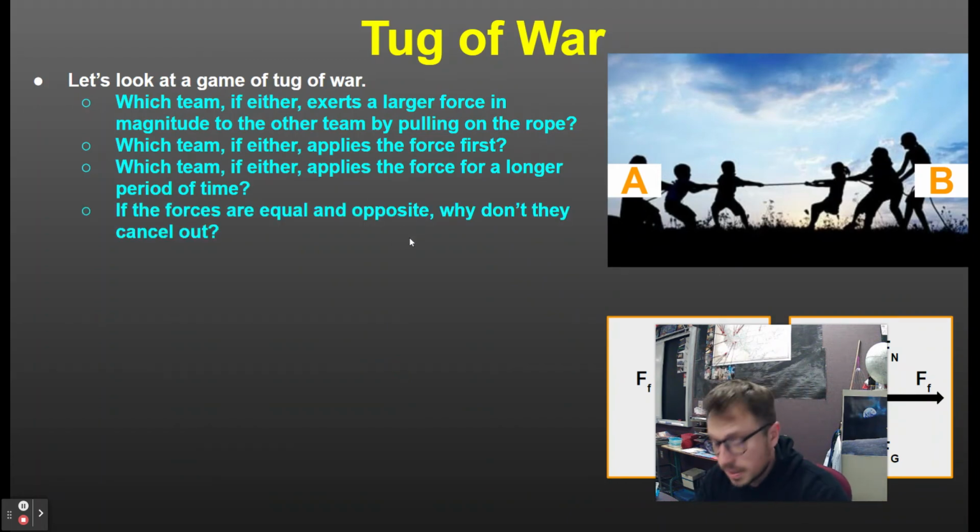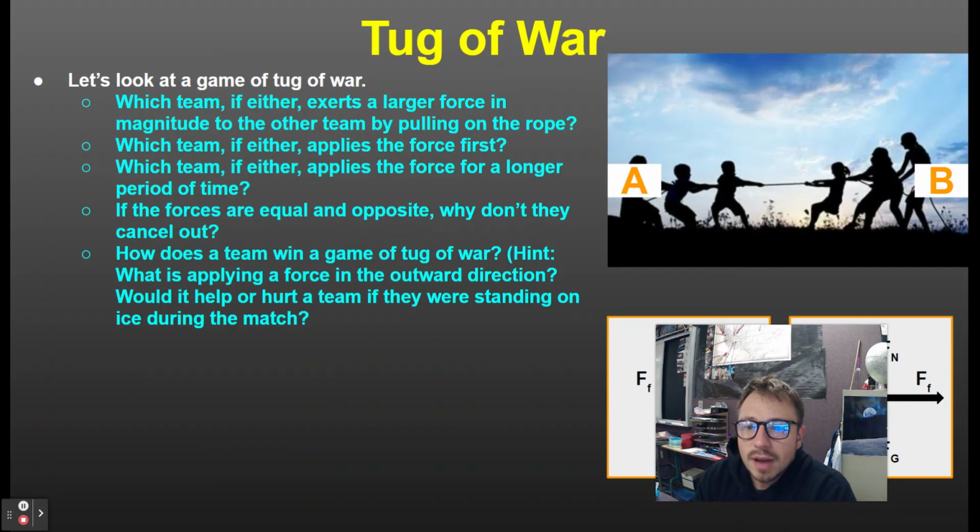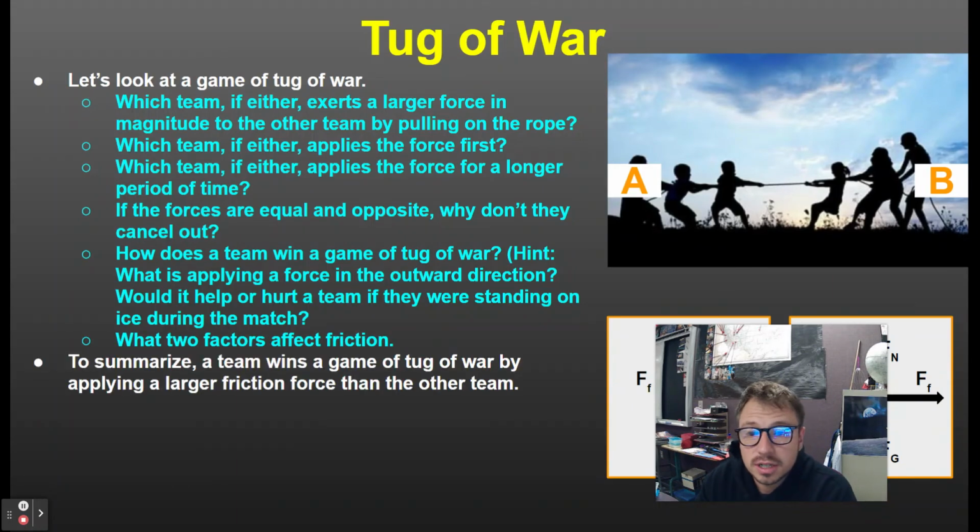Well, it's going to be the same. The force pairs are simultaneous. So how does a team win a game of tug of war? Now, I'll give you a hint. What is applying a force in the outward direction? Would it help or hurt a team if they were standing on ice during a match?